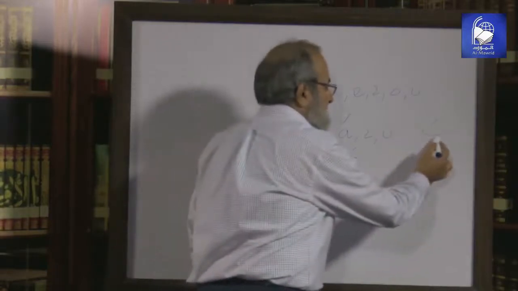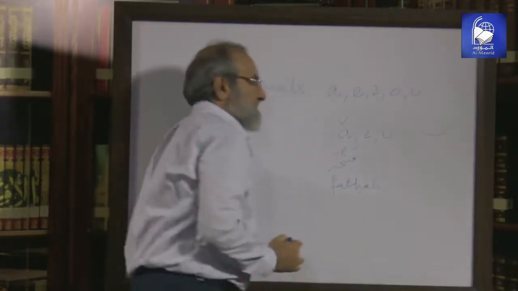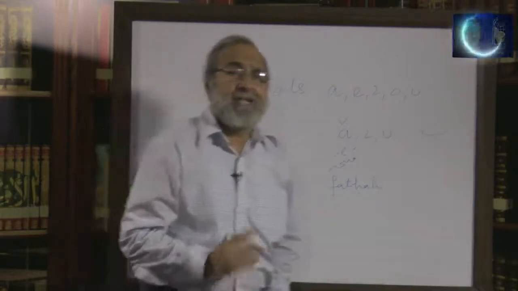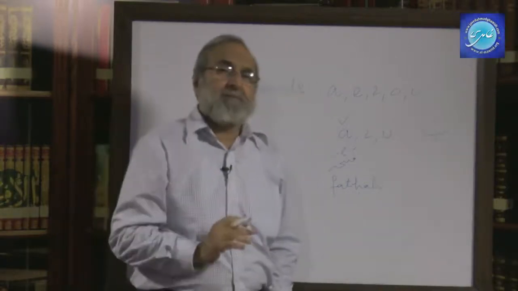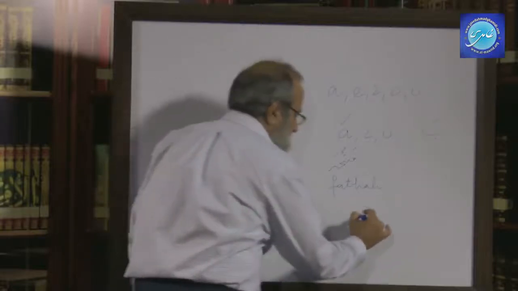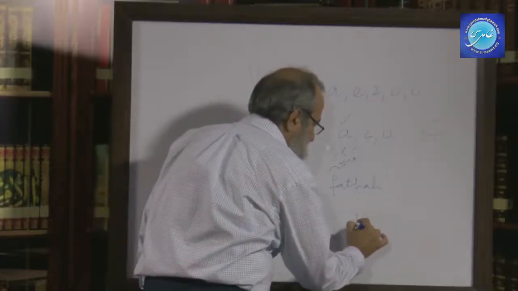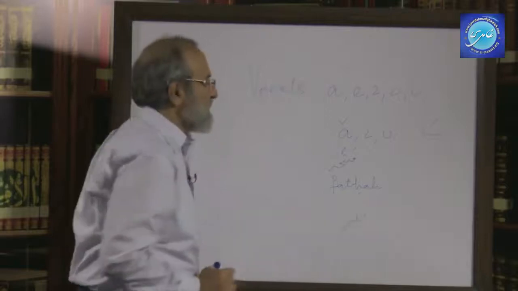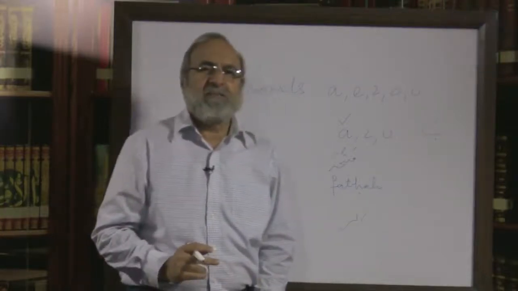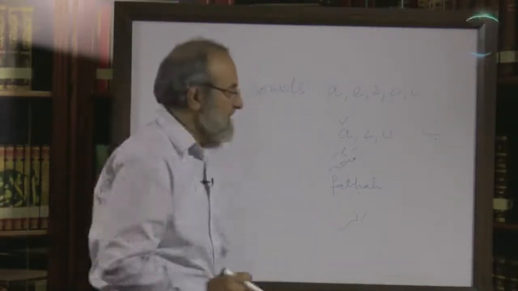And when you have ba and you have the symbol of the equivalent of A, the fatha, which, by the way, in Urdu we call zabar, we would pronounce it as ba.